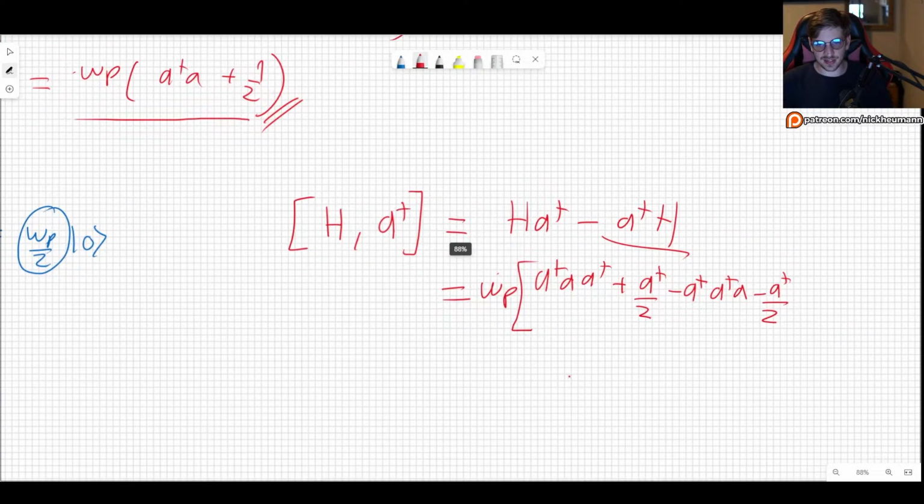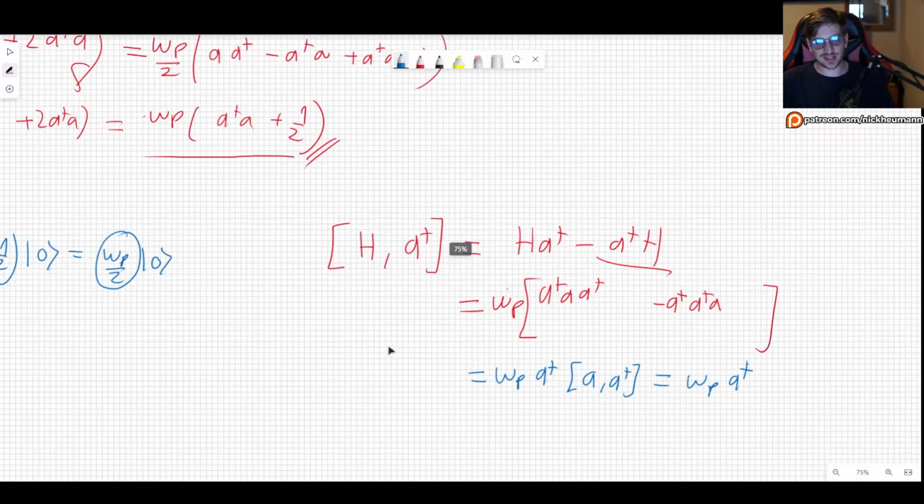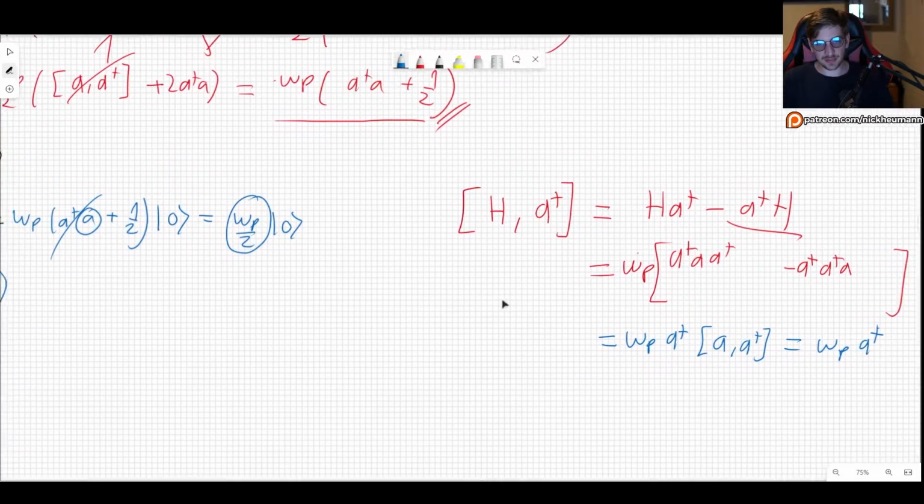Okay, so the a daggers simply cancel out. This and this cancel out. And then we can factor out the a dagger in the front. So we have omega, a dagger, times a dagger a minus a dagger a. And that's simply the commutator of a and a dagger, which we know is 1. So this is simply omega times a dagger. Okay, so that is the commutator of the Hamiltonian with a dagger.